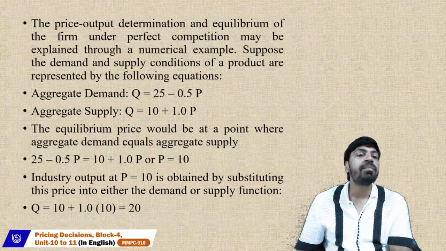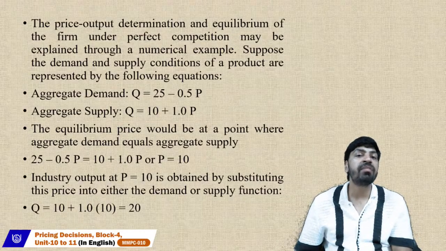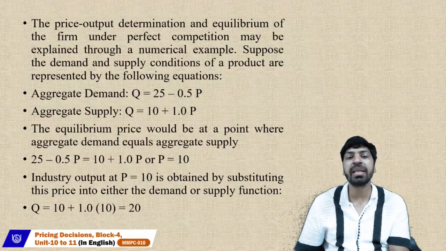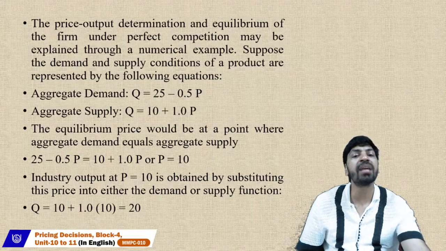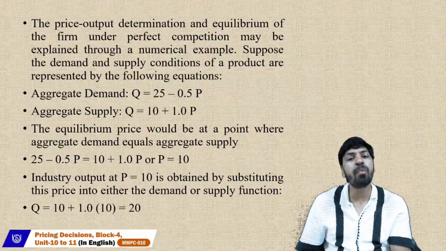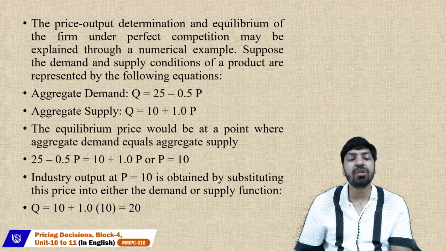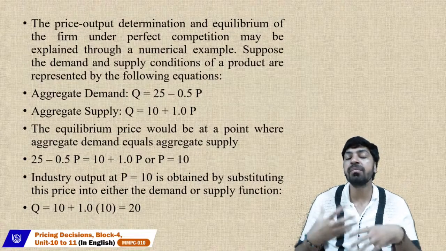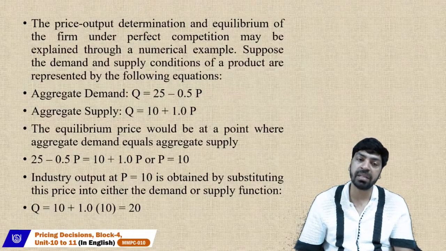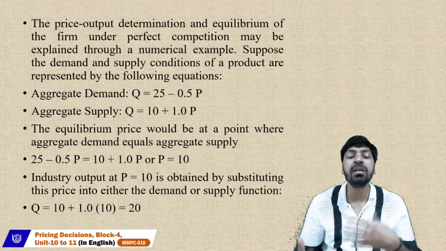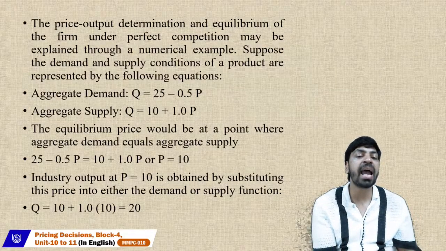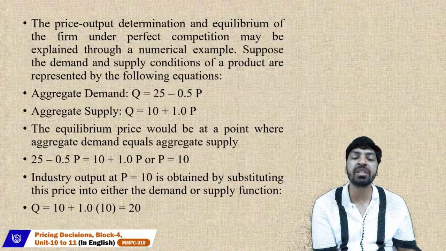So let's take a numerical example under the situation of perfect competition, where the market demand and market supply are equal. The equations given are the aggregate demand, Q equal to 25 minus 0.5P, and aggregate supply, which is equal to 10 plus 1.0P. We need to calculate the equilibrium price and equilibrium quantity. As in perfect competition, the aggregate demand is equal to the aggregate supply. If the learner keeps these two equations equal, we can easily solve them and get the equilibrium price, which is 10.